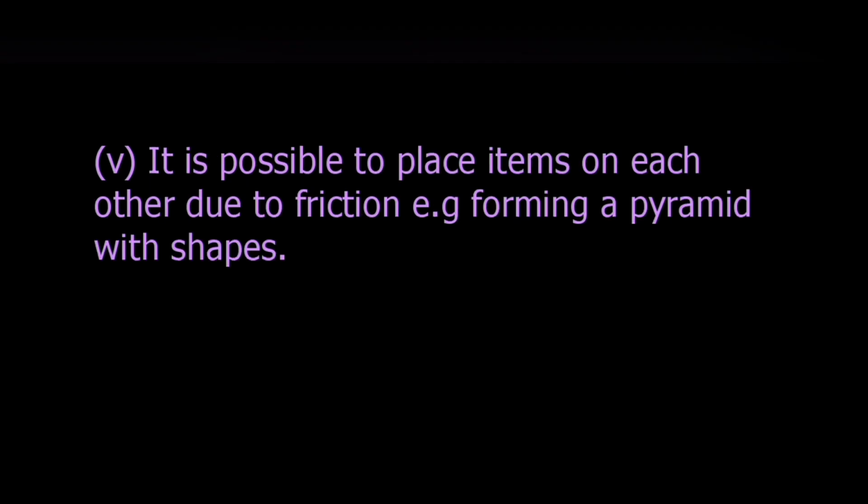Friction also makes it possible for us to place one object over another object. For example, forming shapes. We can pick different shapes and arrange them to form different designs, different patterns we want. This is made possible because of the existence of friction.